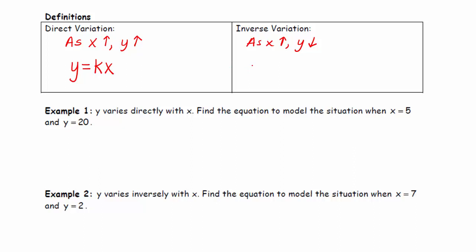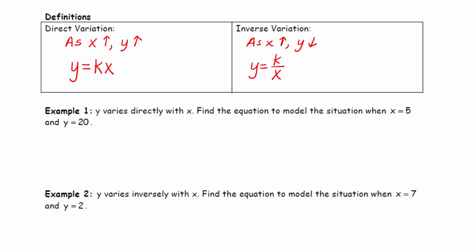But with inverse variation, we actually are going to have y equals k divided by x. So the bigger you make the denominator of a fraction, the smaller the answer is. And that's what's happening with inverse variation. So let's try some problems.